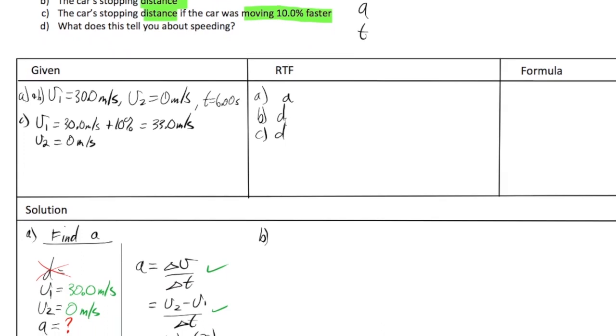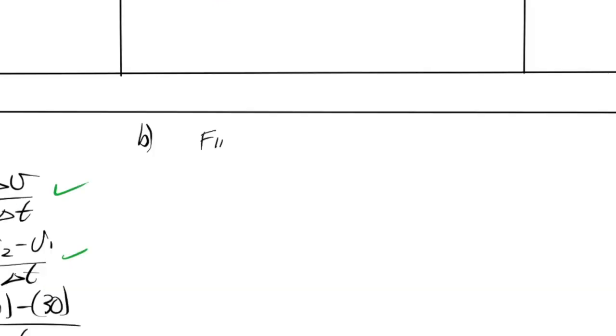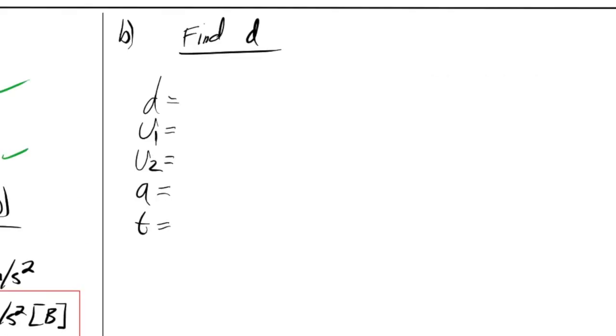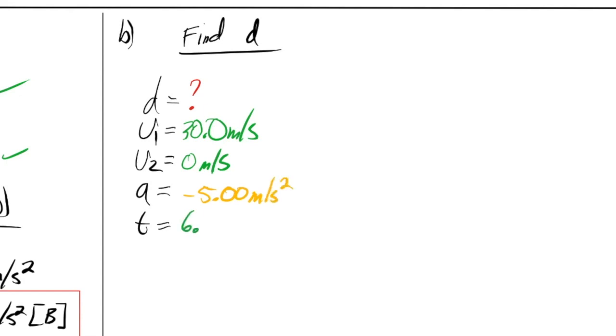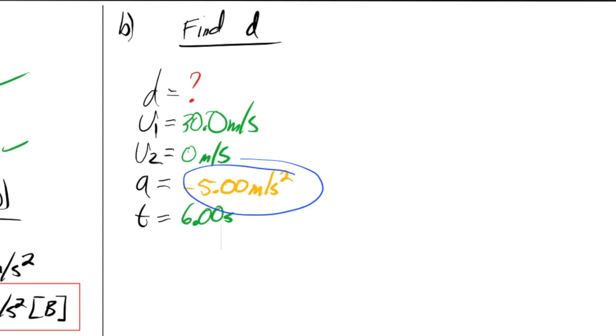So in part B, we're looking for the stopping distance. So we're trying to find D. And again, we bring in our list and we're going to fill it out with what we know. So D is unknown. Our V1 is known, and that's 30 meters per second. Our V2 is 0 meters per second. Our acceleration is -5 meters per second squared, and our time is 6 seconds. Okay, why did I do that? There's a reason. Our value for A, we found it.